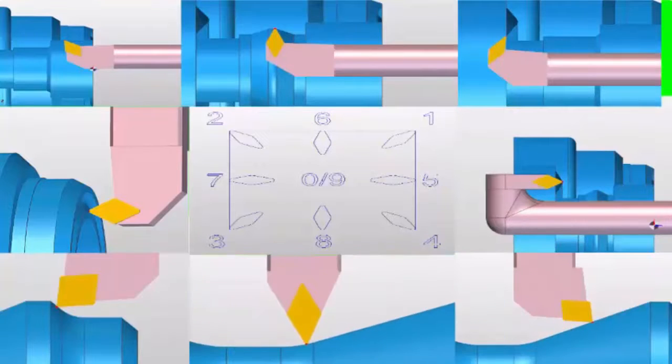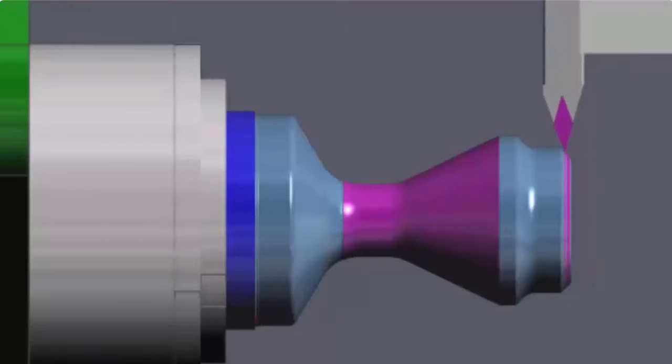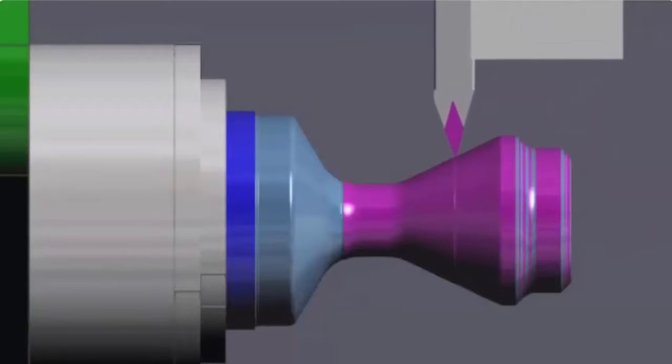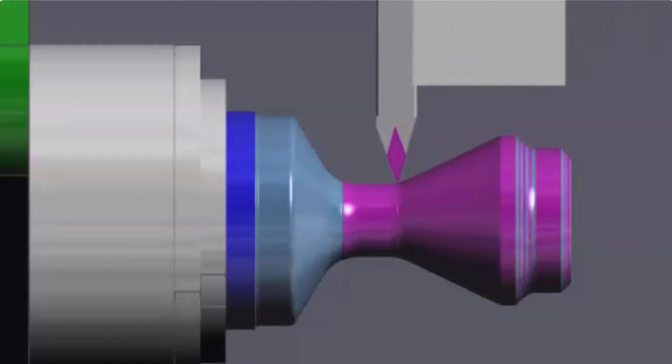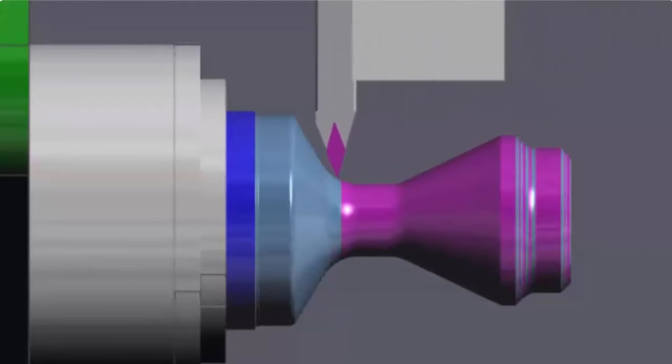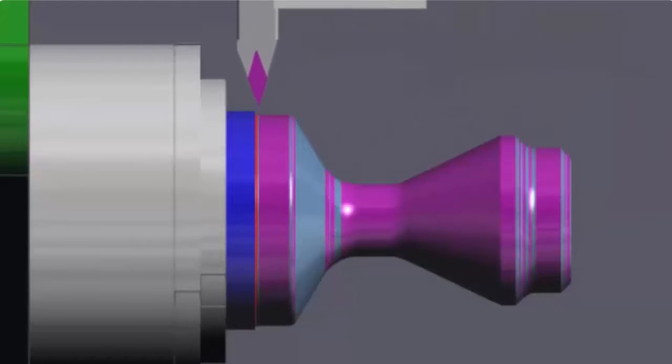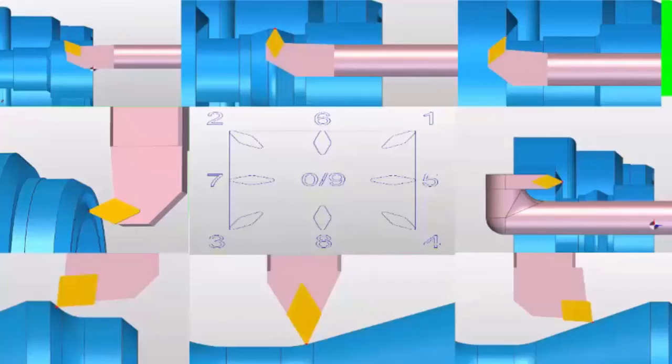Finally we've got a number 8, which is a neutral turning tool. You may be asking what's 0 and 9, but normally you would use 0 and 9 for a drill, which is just pointed really. So that's what you do 0 and 9 for, and this is what number 8 looks like in action. So that's all the different virtual nose positions from 0 right through to 9.